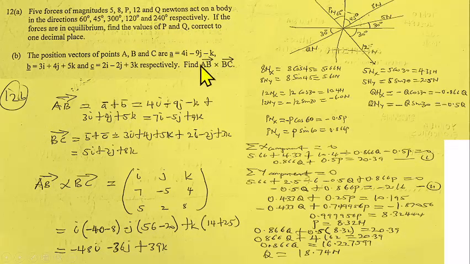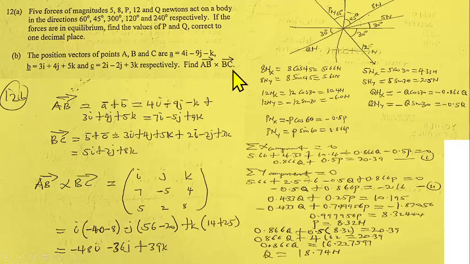So what you need to do is to find vector AB. Vector AB is the addition of A to B. So we have A to be this and B to be this. If you add it together and collect like terms, 4i plus 3i will give us 7i, minus 9j plus 4j will give us minus 5j, then minus k plus 5k will give us plus k.